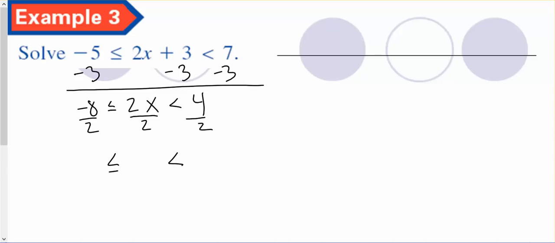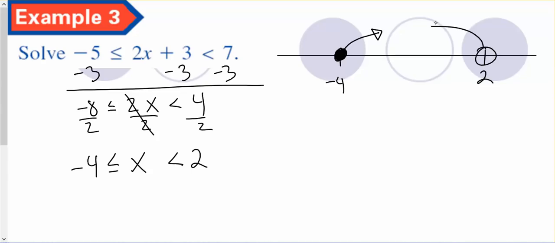So negative 8 divided by 2 is negative 4. Simplifies, and 4 divided by 2 is 2. We'd read this: all real numbers greater than or equal to negative 4 and less than 2. My numbers are negative 4 and 2. Greater than or equal to would be a filled in circle, a closed circle we call it. And greater than negative 4 goes to the right. Less than 2, less than, open circle, less than goes to the left. This is still an AND equation.